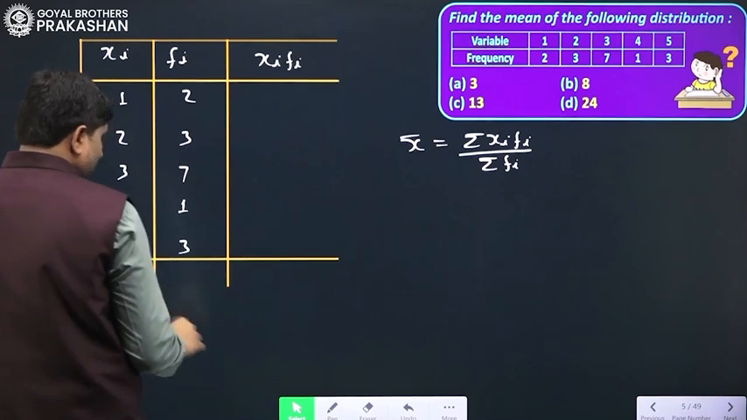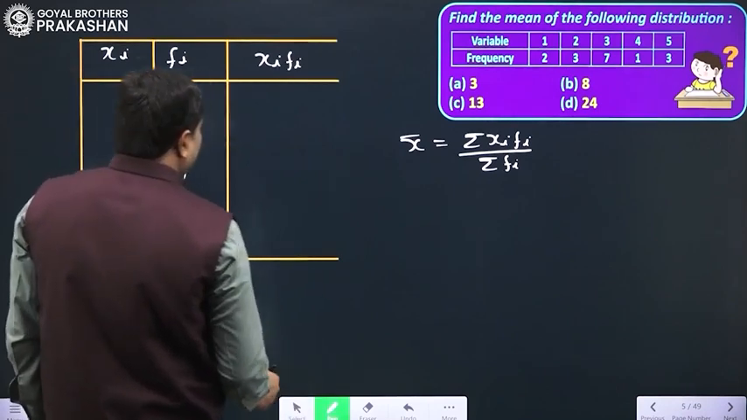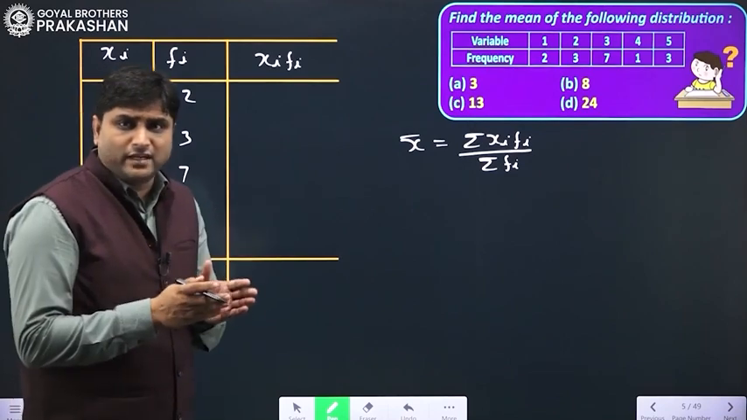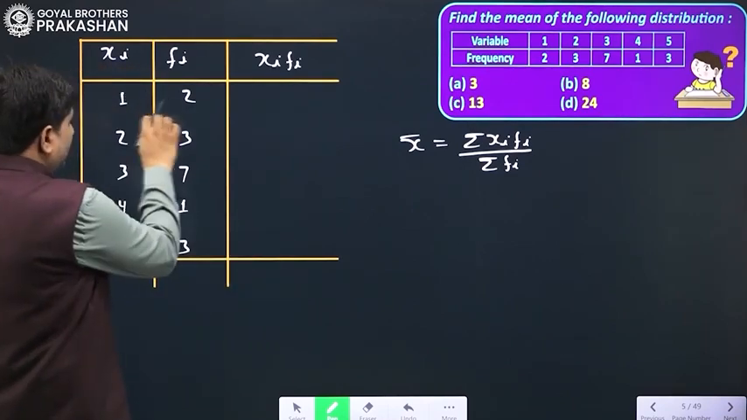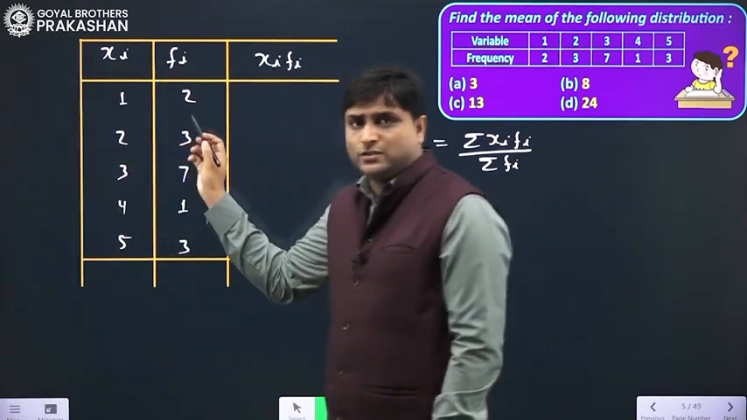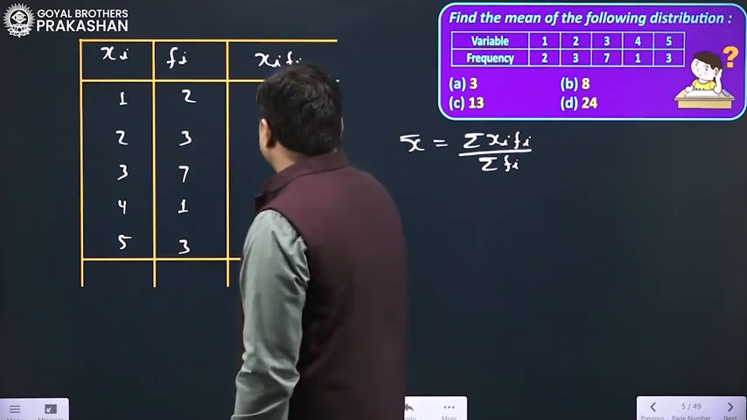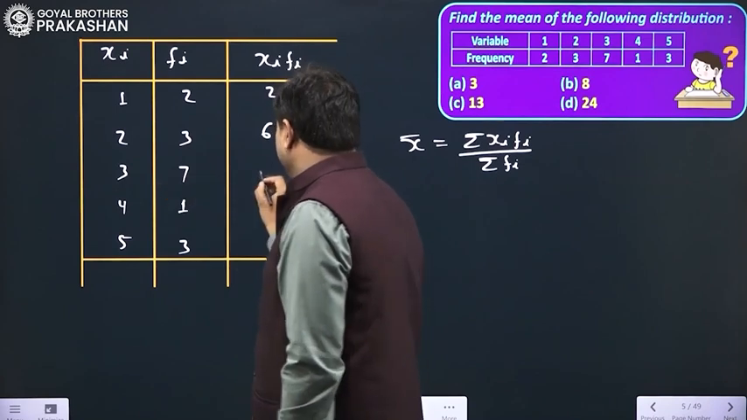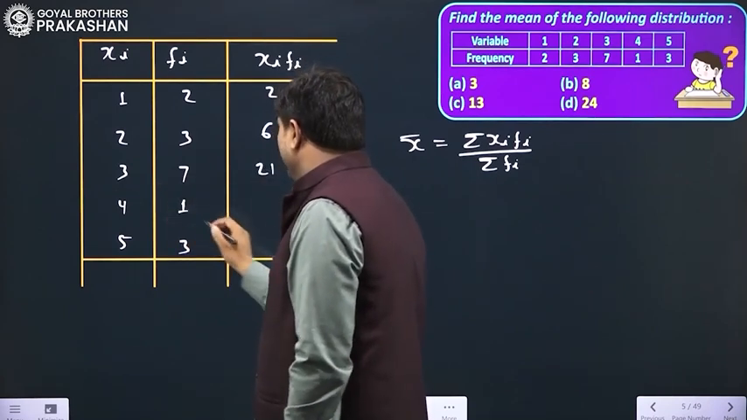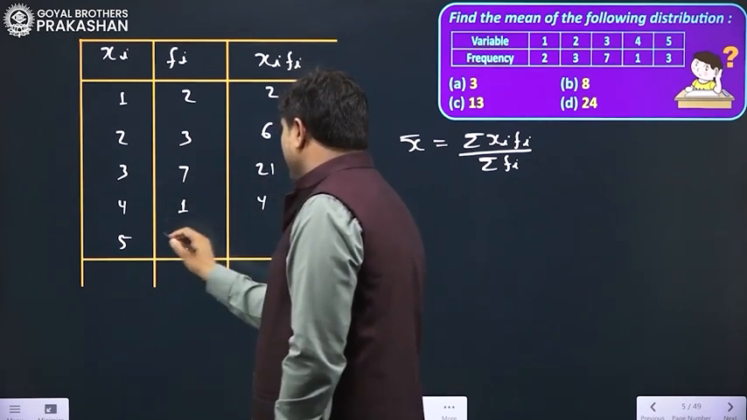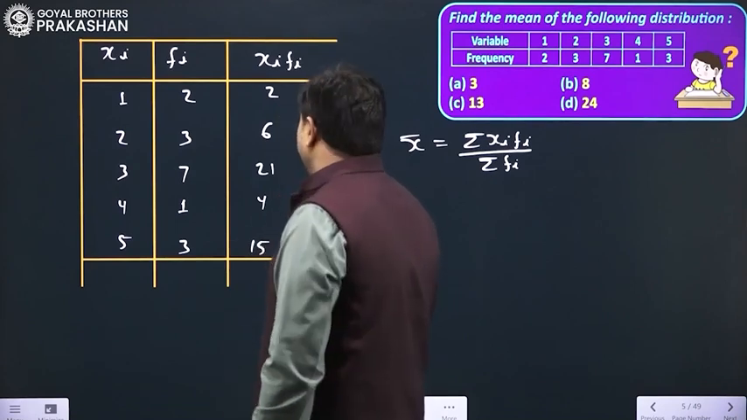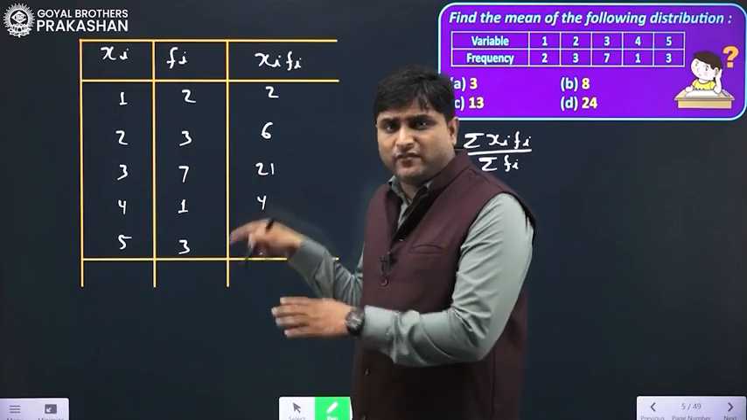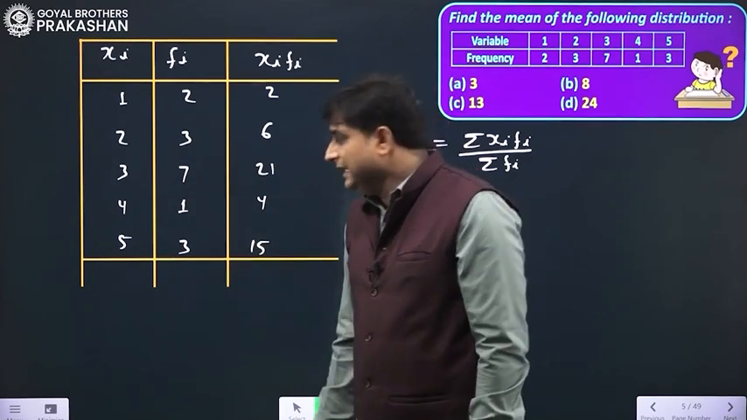Now we can find the value of xi fi also. So xi fi means just the product of xi and fi. If xi is 1, fi is 2, so 1 into 2 will be 2. Then 2 into 3, it is 6. 3 into 7, it is 21. 4 into 1, it is 4. 5 into 3, it is 15. So these are the corresponding xi fi values for this data.